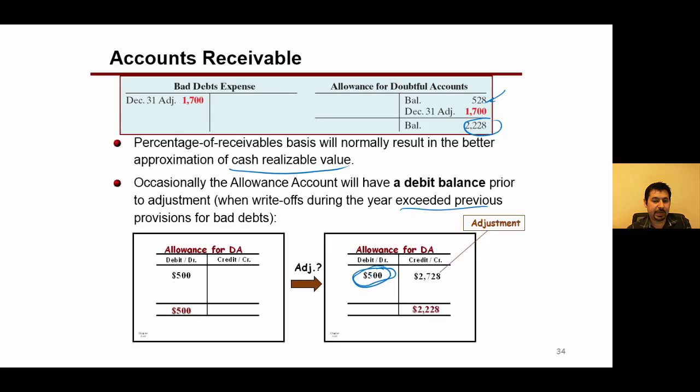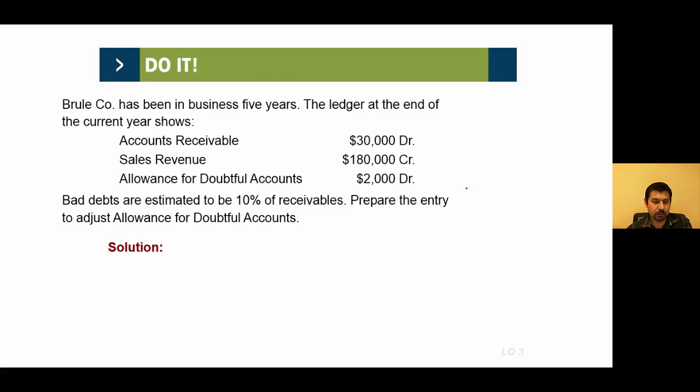Although allowance for doubtful accounts is a contra asset account, which means it has a normal credit balance, still sometimes it might have a debit balance if the write-offs were more than the previous provisions for bad debts. This is another example here. Brule Company has been in business 5 years. The ledger at the end of the current year shows accounts receivable 30,000 debit, sales revenue 180,000 credit, and allowance for doubtful accounts 2,000 debit.